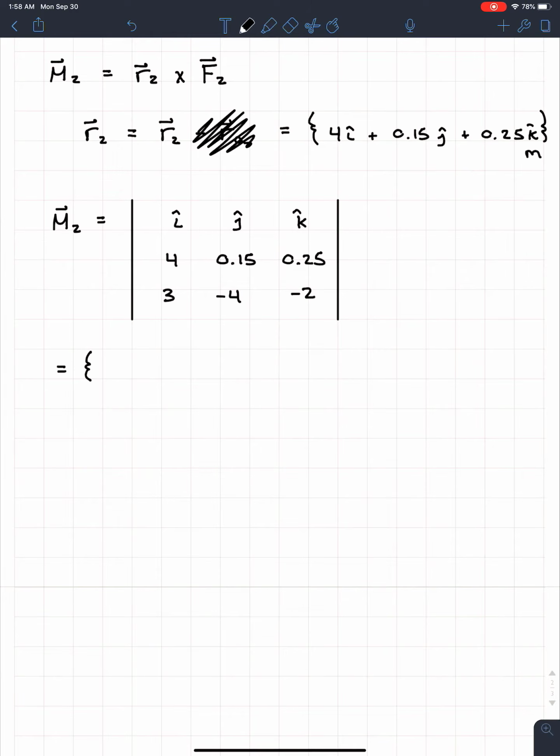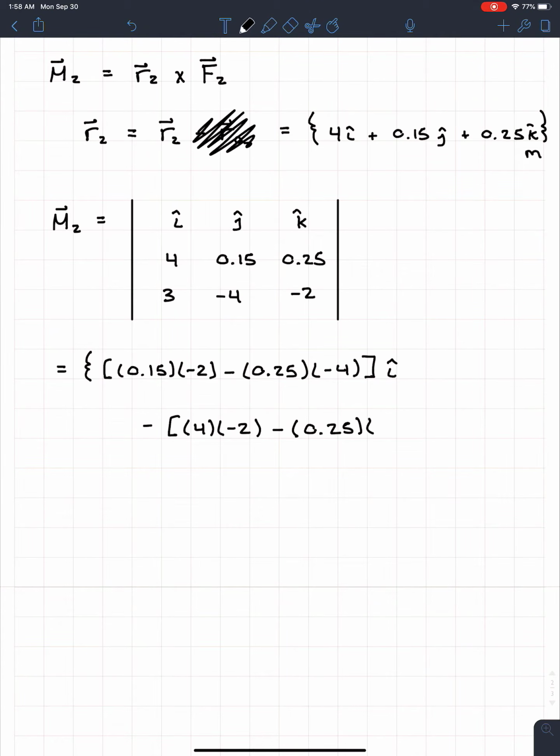We're going to start off with a squiggle bracket, and we're going to focus on the first one. It's going to be 0.15 times -2 minus 0.25 times -4. Oops, -4. What am I doing? And it's funny because that one negative will mess everything up. So it's really, really bad. So that's in the I. And we're going to go minus. We're going to start on the j direction. So it's going to be 4 times -2, and then minus 0.25 times 3 in that bracket. So that's going to be the j direction.